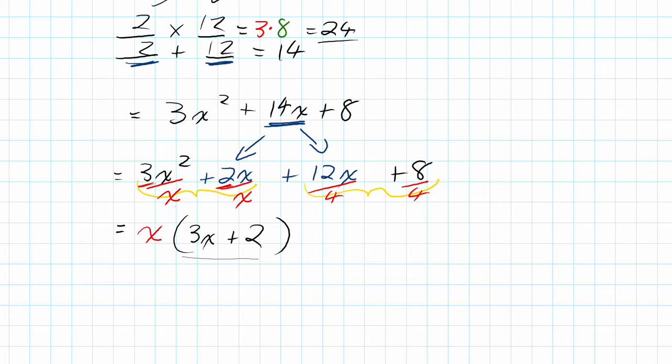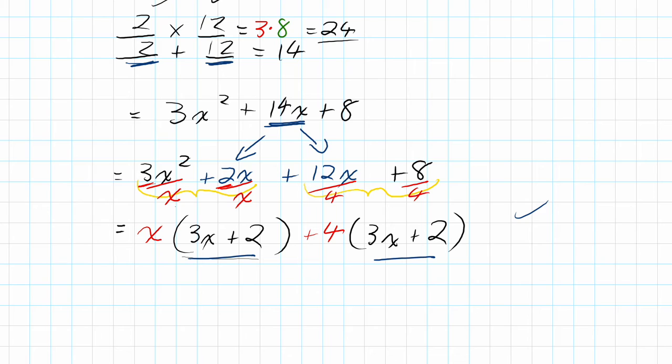So if I take 4 out, in this case we take out positive 4, in the brackets what's left over? Well, 12x divided by 4 is actually going to leave me with 3x. And 8 divided by 4 is going to leave me with our 2. So here's our check. Are these two brackets the same? Yes, they are. We've gone through this process correctly.